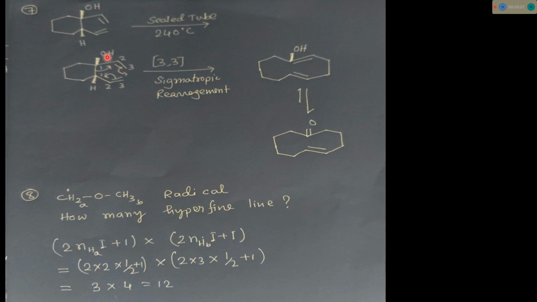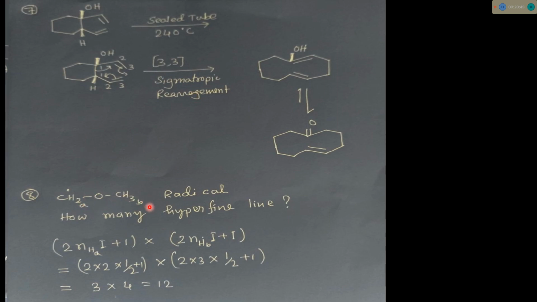From organic chemistry, this question was given. This is the reactant, heated in a sealed tube at 240 degrees centigrade. We all know that a 3,3 sigmatropic rearrangement will happen in this reaction. If the 3,3 sigmatropic rearrangement happens, then we will get this type of product. This is an enol, and it will transform to the keto form. So this is the product of the reaction. There are many options, but this is the correct option and the actual product, since the 3,3 sigmatropic rearrangement will occur.